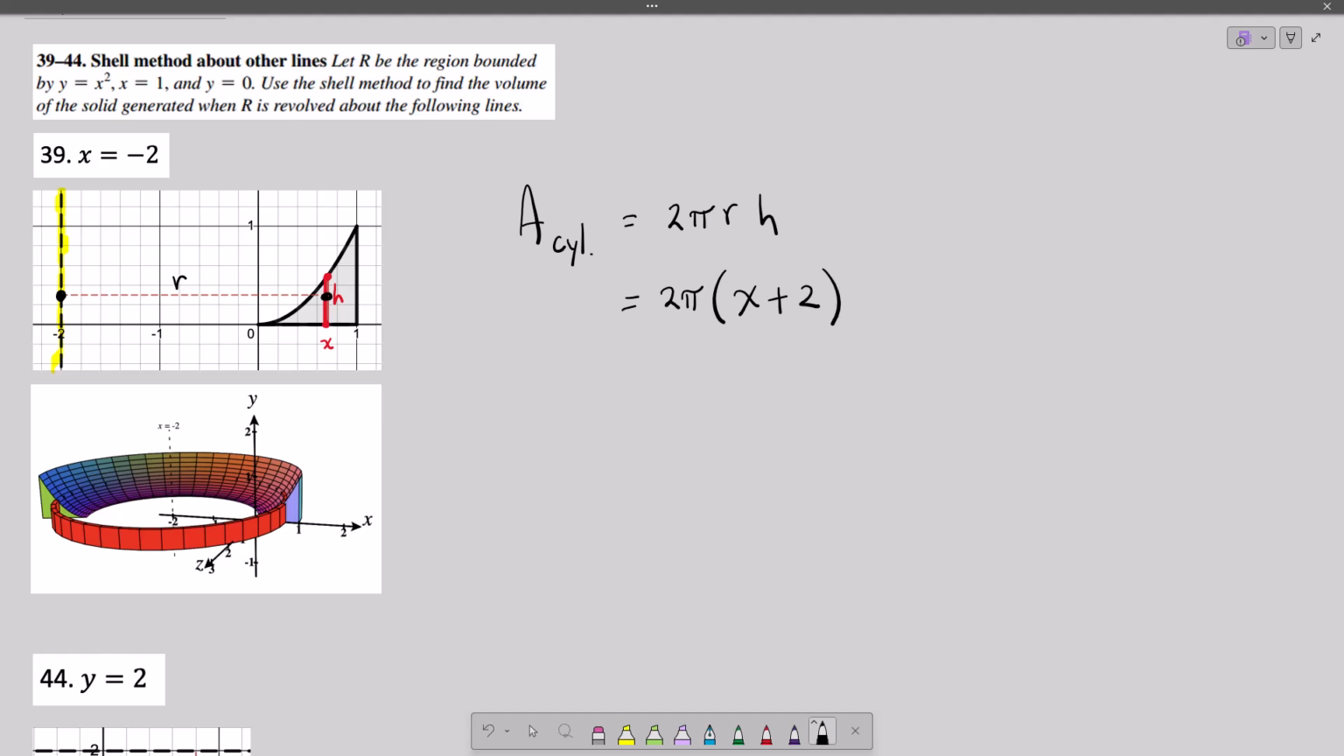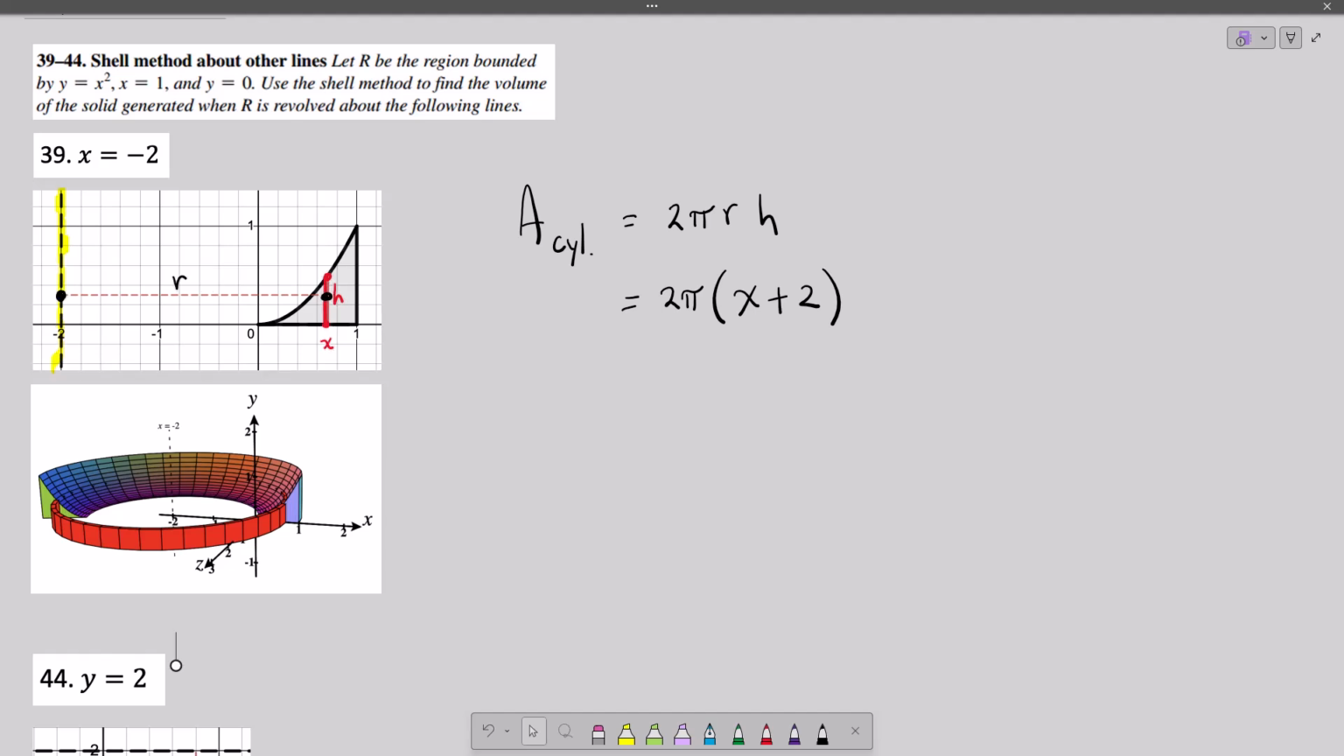Let's think about it visually. What's this distance between the y-axis and the axis of rotation? 2. And then what's the distance here? X. Right? The distance between 0 and x is x. So x plus 2 would be the total distance then. So you can think of it geometrically that way, or analytically as right minus left. So you can always do it really formally. The right x coordinate is x, the left x coordinate is negative 2, so x minus minus 2.